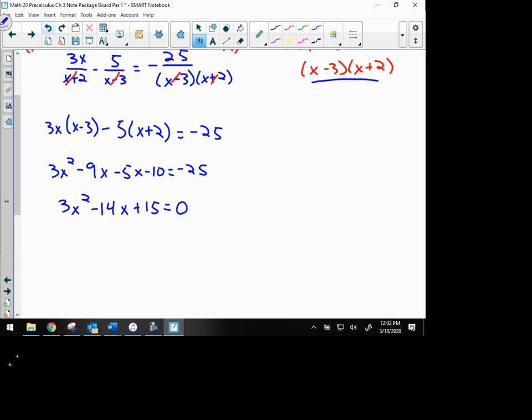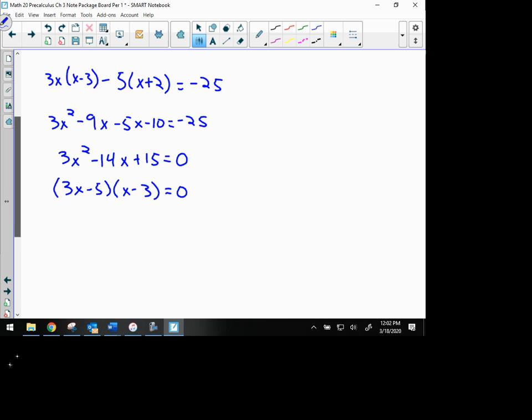So you can do that on your own if you want to pause it and just to see if you can factor this here. I'll just write down what the factors are. So the factors here is 3x minus 5 and x minus 3. So if you wanted to check that, we could also FOIL that and see that it does get us back to the original trinomial here.